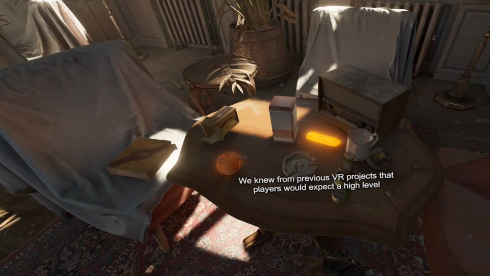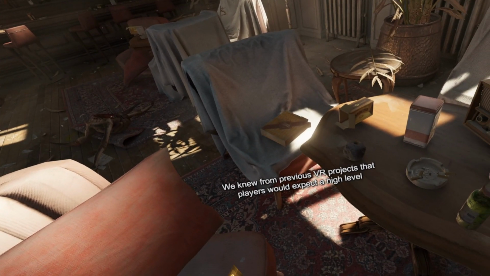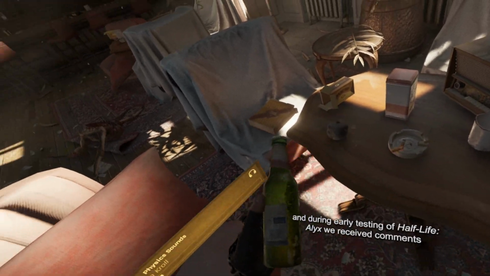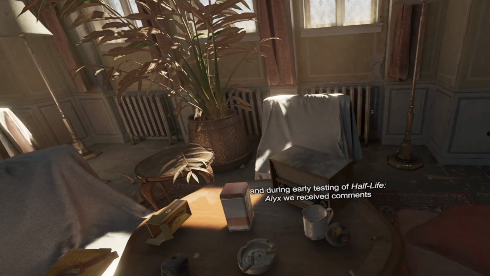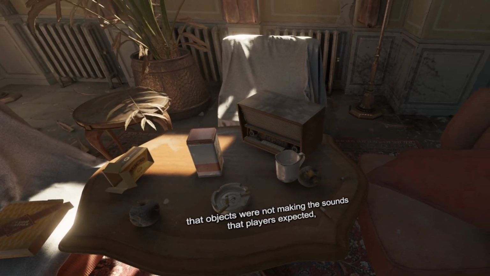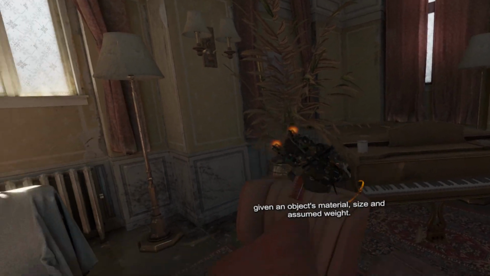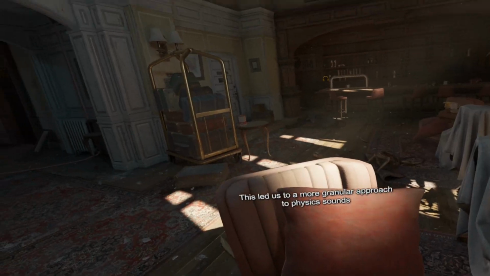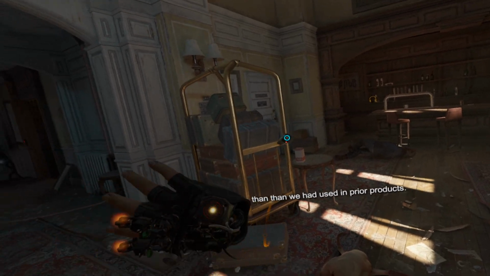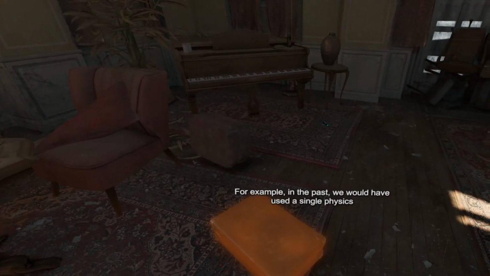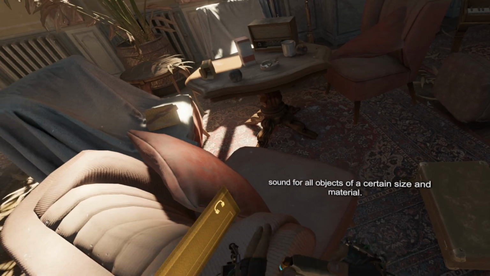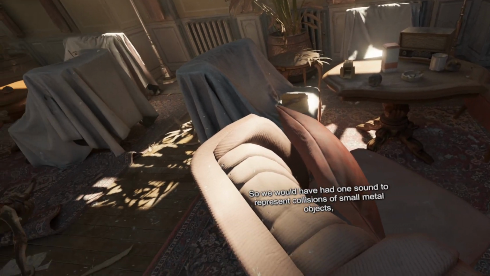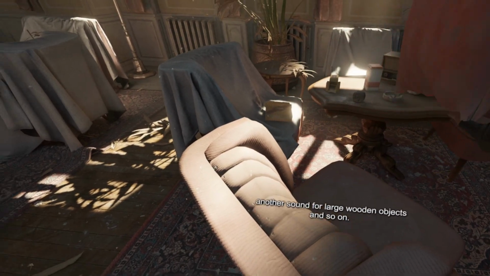We knew from previous VR projects that players would expect a high level of fidelity from their interactions with objects in the world, and during early testing of Half-Life: Alyx, we received comments that objects were not making the sounds that players expected, given an object's material, size, and assumed weight. This led us to a more granular approach to physics sounds than we had used in prior products. For example, in the past, we would have used a single physics sound for all objects of a certain size and material. So, we would have had one sound to represent collisions of small metal objects, another sound for large wooden objects, and so on.